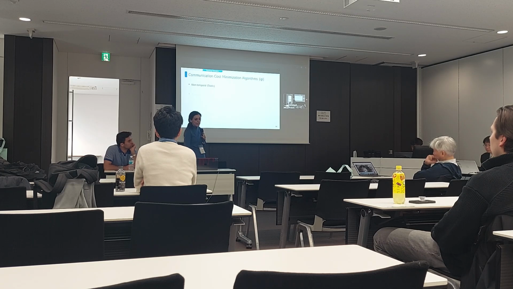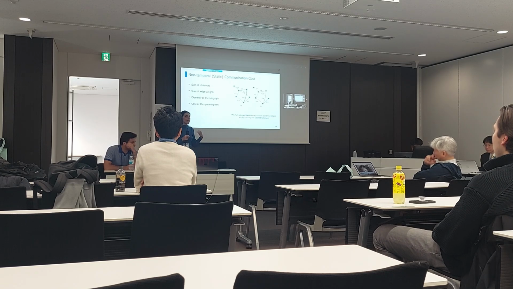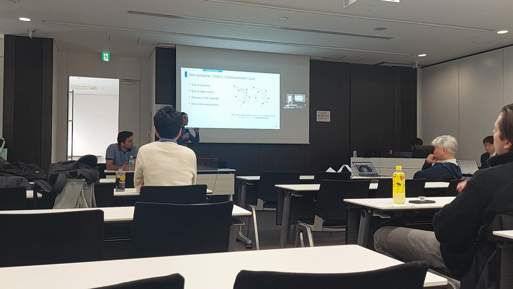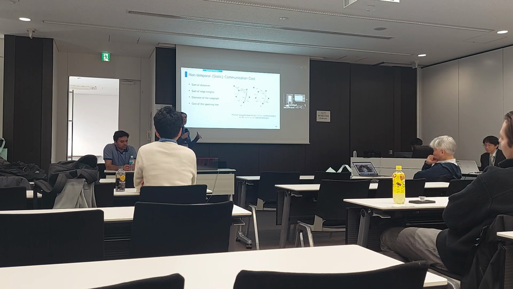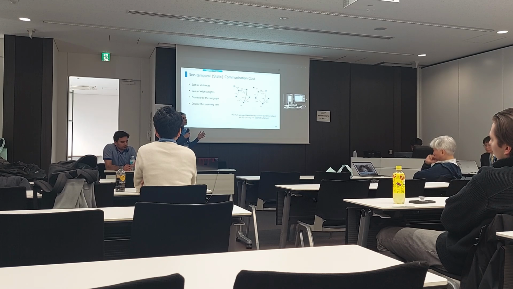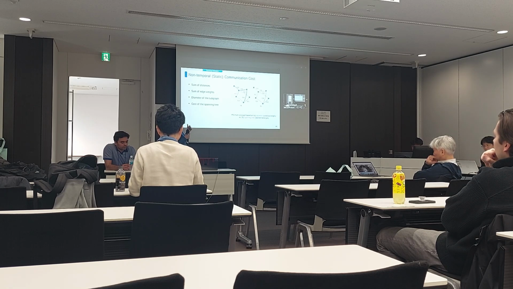At first, the non-temporal methods mostly use different types of graph-related methods. For example, minimizing the sum of distances, minimizing the sum of edge weights, minimizing the diameter, or minimizing the spanning tree. For example, in this figure on the left, you can see that the blue line is the diameter of this graph.